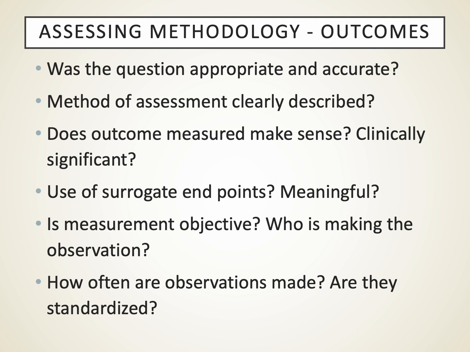You also want to know, was the measurement objective that they looked at for outcomes? Who made the observation? Were they blinded? Were they standardized? How often were the observations made? You're looking for anything that could explain bias, anything that could have unduly influenced the outcomes in group A or B. Was there something that provided another explanation for that outcome other than the true difference between intervention A and intervention B?